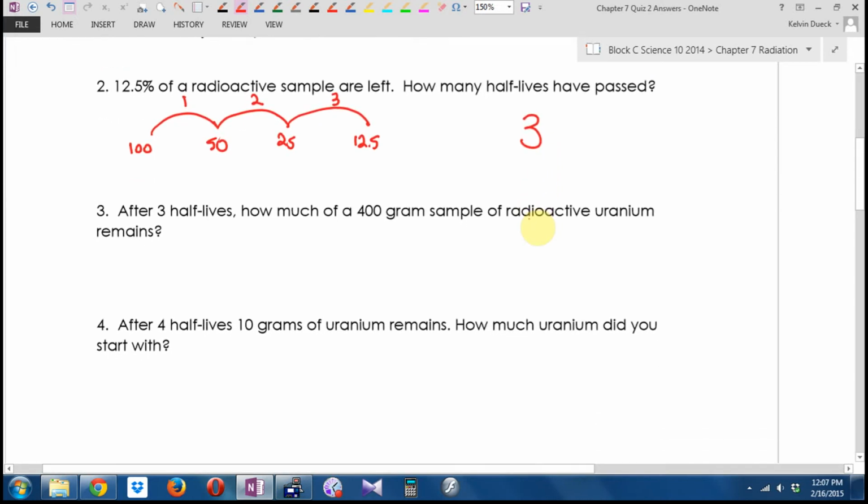Number 3, after 3 half-lives, how much of a 400-gram sample of radioactive uranium remains? How many half-lives? So I'm already imagining 1 half-life, 2 half-life, 3 half-life. I either put the number of half-lives, or if they actually tell me how long a half-life is, I'll put the time up there. But that's where I label my half-lives. Now, for a percent, I said we start with 100. Here it's not a percent. They gave me grams. Joseph, how much should I start with? 400. After 1 half-life, how much will be left? 200. Then? 100. Then? 50. Final answer? 50 grams.